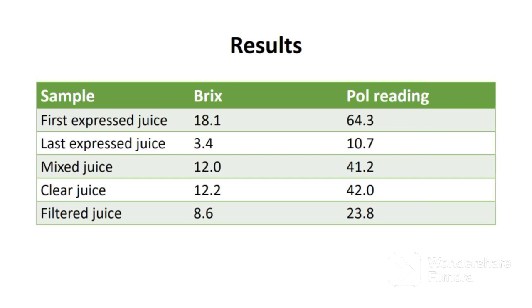Remember, this is the sample that I've covered in my video. We found the Brix was 8.6 and the pol reading was 23.822. So we round off this reading to one decimal place, which is 23.8. Remember, these results are not constant. Sometimes you can get below this result or above. So this result is just an example of one of the analyses that can be done in the lab.